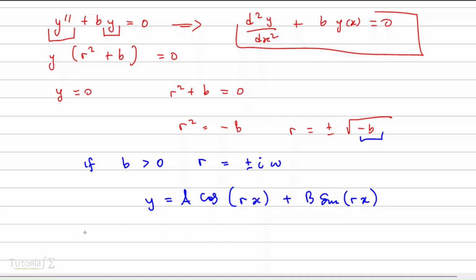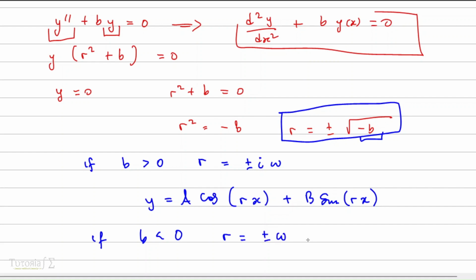Remember when I first started, I showed you why we need to solve for c that is positive, negative, and so on and so forth. Yes. So we are going to have a different solution depending on whether we have a positive number, negative number, and so on. So now, if b is less than 0, are we going to have a real number or a complex number here? It's going to be real. So r is equal to plus or minus some number w, which is a real number.